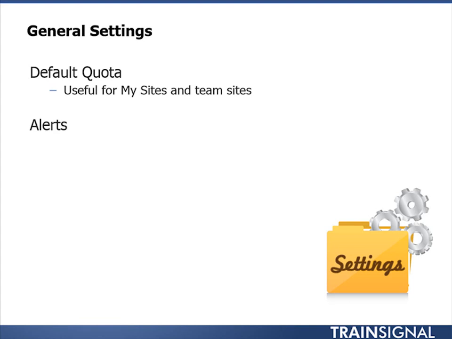We can also, at the web application level, disable alerts and RSS. Now typically we're going to want to leave those on, but we may decide to turn them off simply because of the fact that there is a little bit of additional overhead involved with both of those. Alerts, by the way, allow my users to get emails in response to things like new items being created, while RSS feeds allow my users to fire up a tool like Outlook and see all of the different changes that have been made to a list.